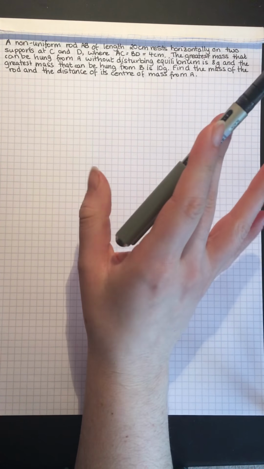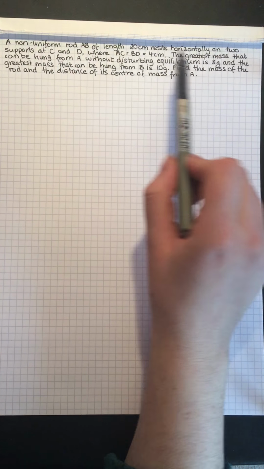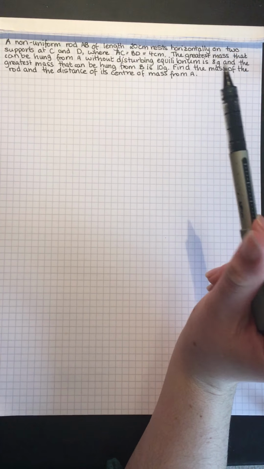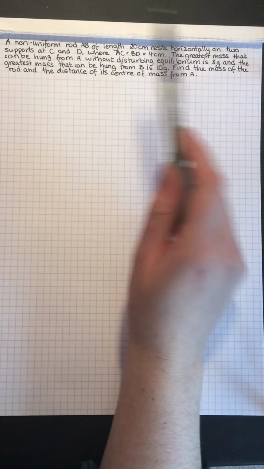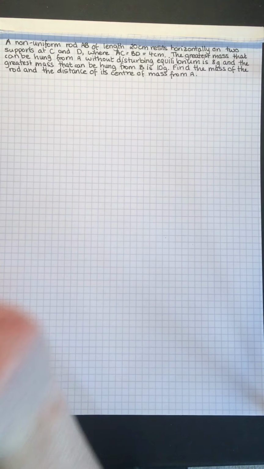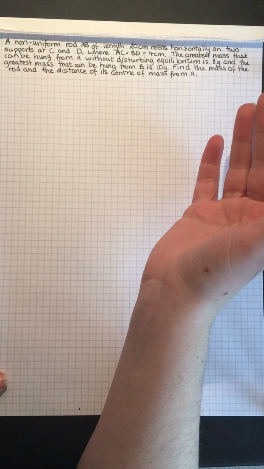Okay, it's really important to read this carefully because you might get confused by this G, thinking that that's G as in acceleration due to gravity, but because they're talking about mass, it definitely means grams here. Now, first thing to do is draw a diagram.